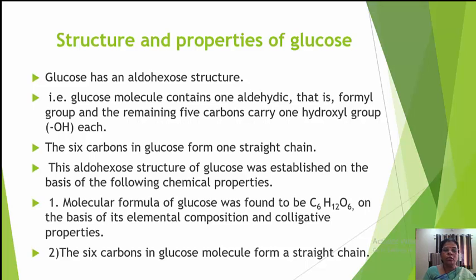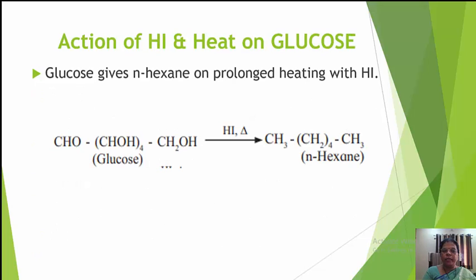This aldohexose structure of glucose was established on the basis of the following chemical properties. Now we are going to study all these chemical properties side by side. First, the molecular formula of glucose was found to be C6H12O6 on the basis of its elemental composition and colligative properties. The 6 carbons in the glucose molecule form a straight chain. Now this can be explained on the basis of the following chemical reaction.